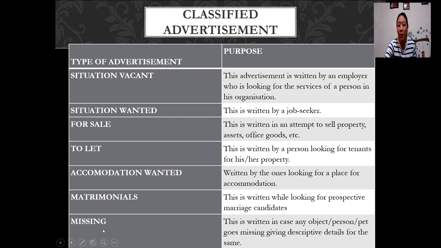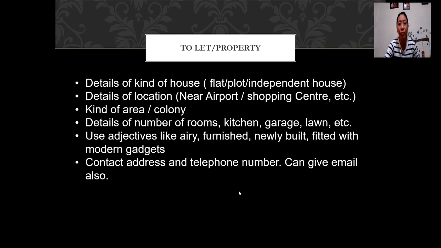So the next one is missing. Suppose someone in your family goes missing, you can draft an advertisement under the caption missing, all right? Or a pet, or it could be an object as well, a suitcase. If you have lost a suitcase on your way to a place or to your office, you can draft an advertisement, but what you need to do is give a detailed description about the thing or the person or the pet that you have lost.